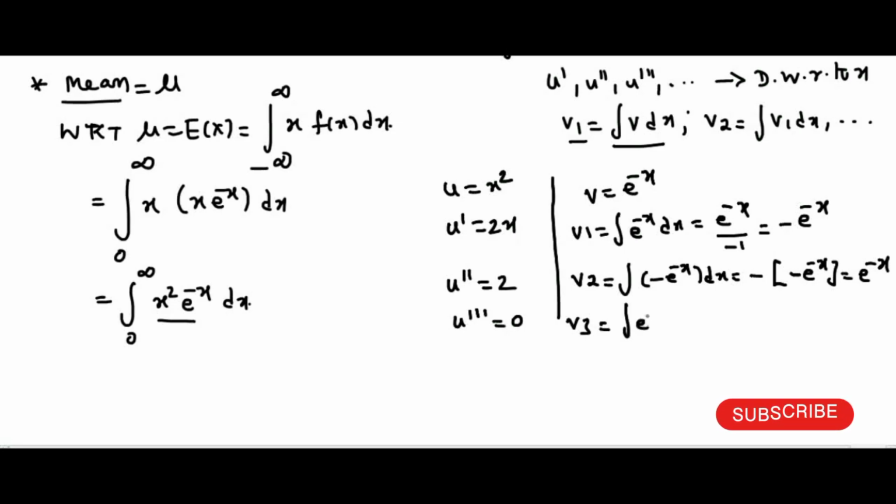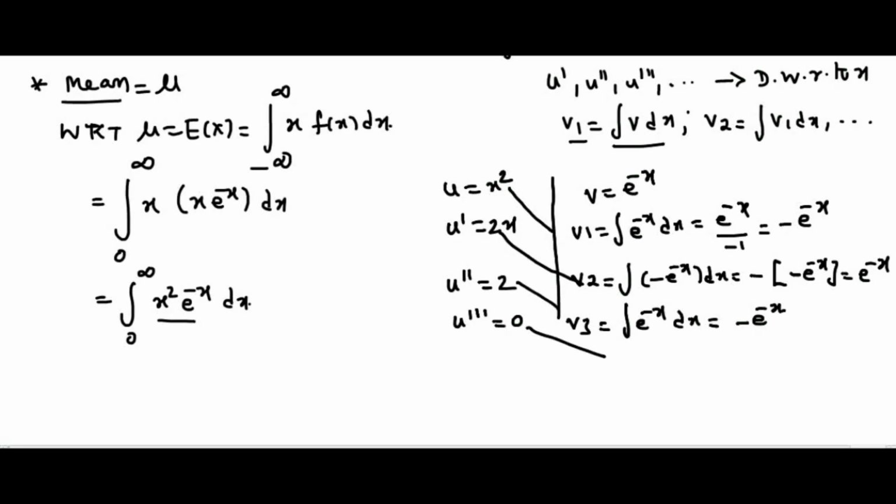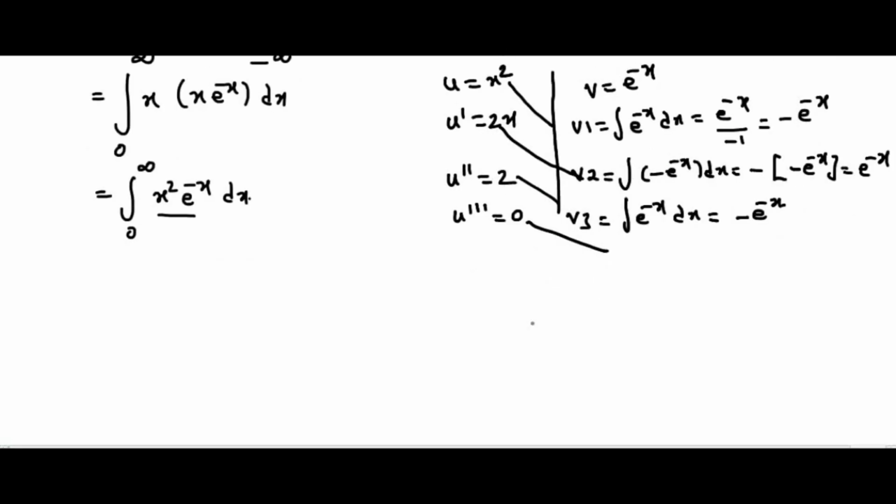Similarly v3 is the integration of e power minus x into dx, that is minus e power minus x. In the Bernoulli formula we multiply u into v1, u dash into v2, u double dash into v3, and u triple dash into v4. Here v you get some answer, but that answer into 0 always gives 0. So using the Bernoulli formula we can write: u is x square into v1, minus x e power minus x, then minus, what is u dash? U dash is 2x, and v2 is e power minus x.